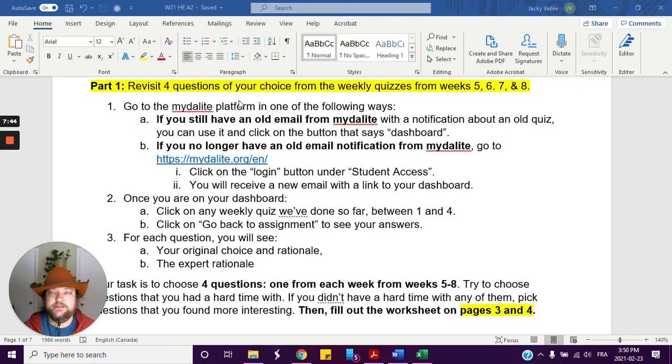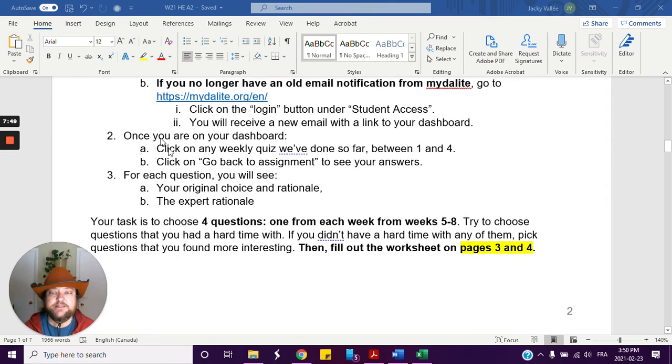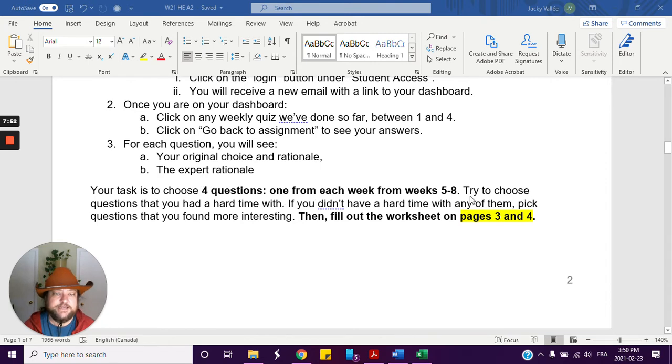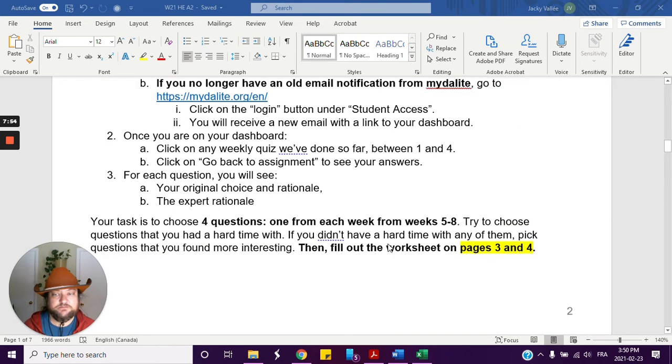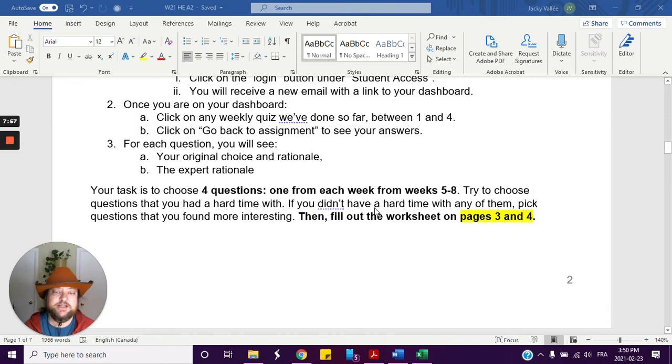Here again is how to get to the old quizzes so that you can look at them. So that's all here. And again, here is a description of the task that you have, and try to pick ones that you maybe had a hard time with, that you got wrong and you were confused about why you got them wrong, or maybe you understood as you were doing it, like when you saw the other rationales, you're like, oh yeah, and you got it, but then that first time maybe you struggled with it.